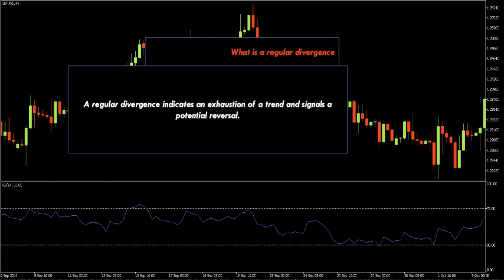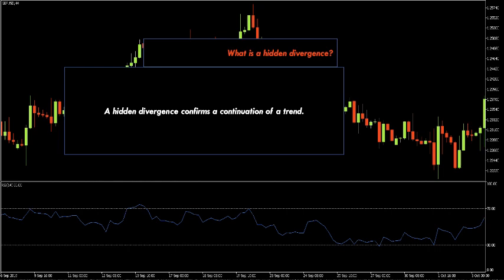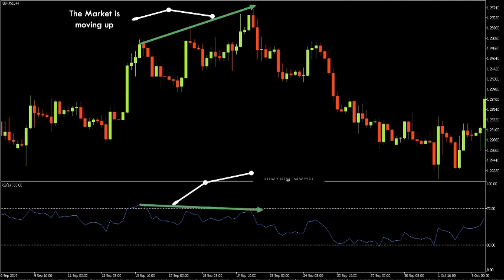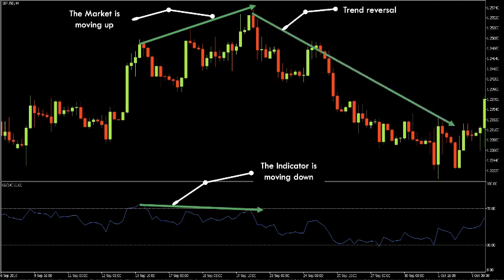The regular divergence indicates an exhaustion of a trend and signals a potential reversal, while hidden divergence confirms a continuation of a trend. Look carefully at this chart. You can see that there is a reversal of the trend after a divergence between the price and the indicator. The pair revealed a higher high, but the indicator showed a lower high, which led to this dramatic reversal. This is called bearish regular divergence.